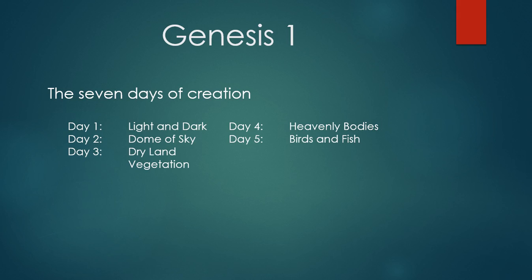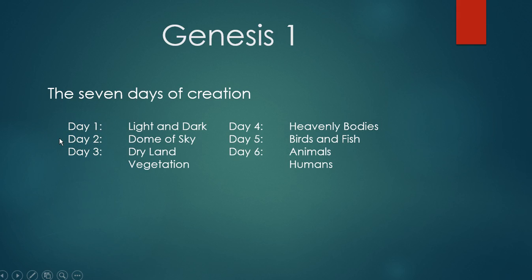Okay, finally, on day 5, we're going to have creation of the birds and the fish, which are going to occupy the sky and the water that was created on day 2. And then on day 6 will be the creation of the animals and the human beings, who occupy the dry land that was created on day 3. So we have kind of an interesting symmetrical pattern here, you will notice. Day 1, creation of light and dark, is going to correspond with day 4, the heavenly bodies that come out at day and at night.